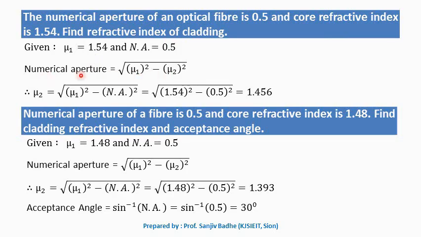So from the same relation, numerical aperture is equal to square root of mu1 square minus mu2 square. We can just rearrange it as mu2 equal to square root of mu1 square minus numerical aperture square. Mu1 is 1.54 and numerical aperture is 0.5. So by substituting these values, refractive index of cladding is calculated as 1.456. So you can see the refractive index of cladding has to be less than the refractive index of core. So it is 1.456 in this case.